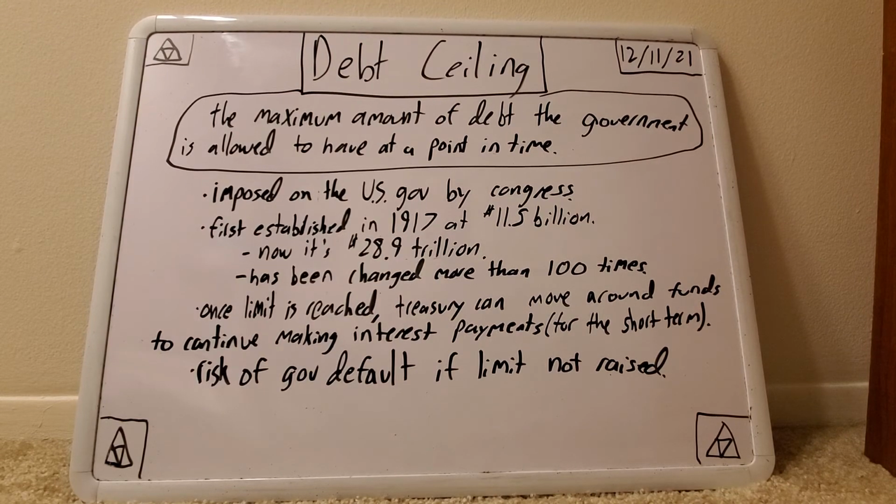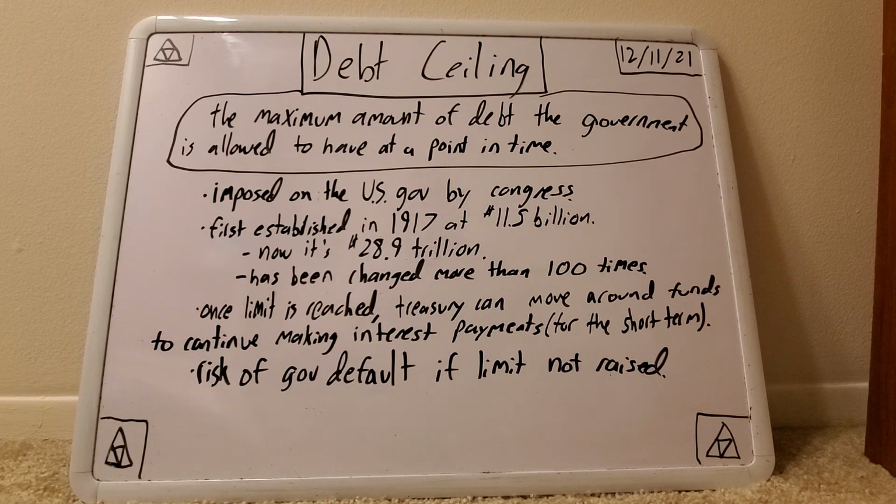And without that, there is a large risk for a government default if the debt ceiling was not raised and spending continues and interest payments continue. So because of this, the U.S. hasn't defaulted, and the debt ceiling just continues to get raised over and over again.